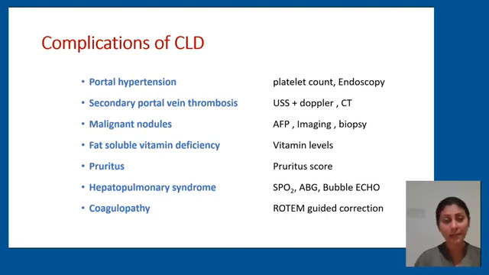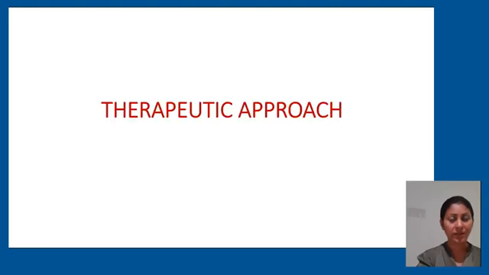Hepatopulmonary syndrome, a unique complication we see mainly in children with biliary atresia. That's very important because that itself would become an indication for liver transplantation. And coagulopathy. We'll discuss these complications in the next slides.